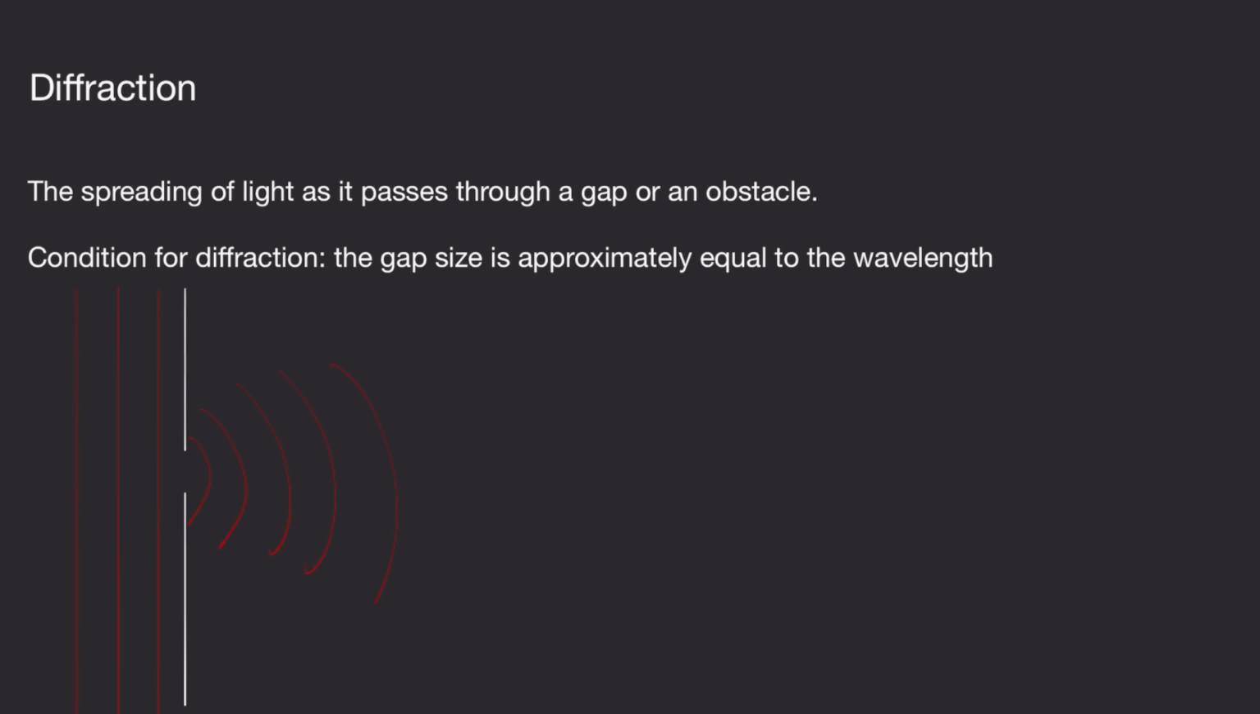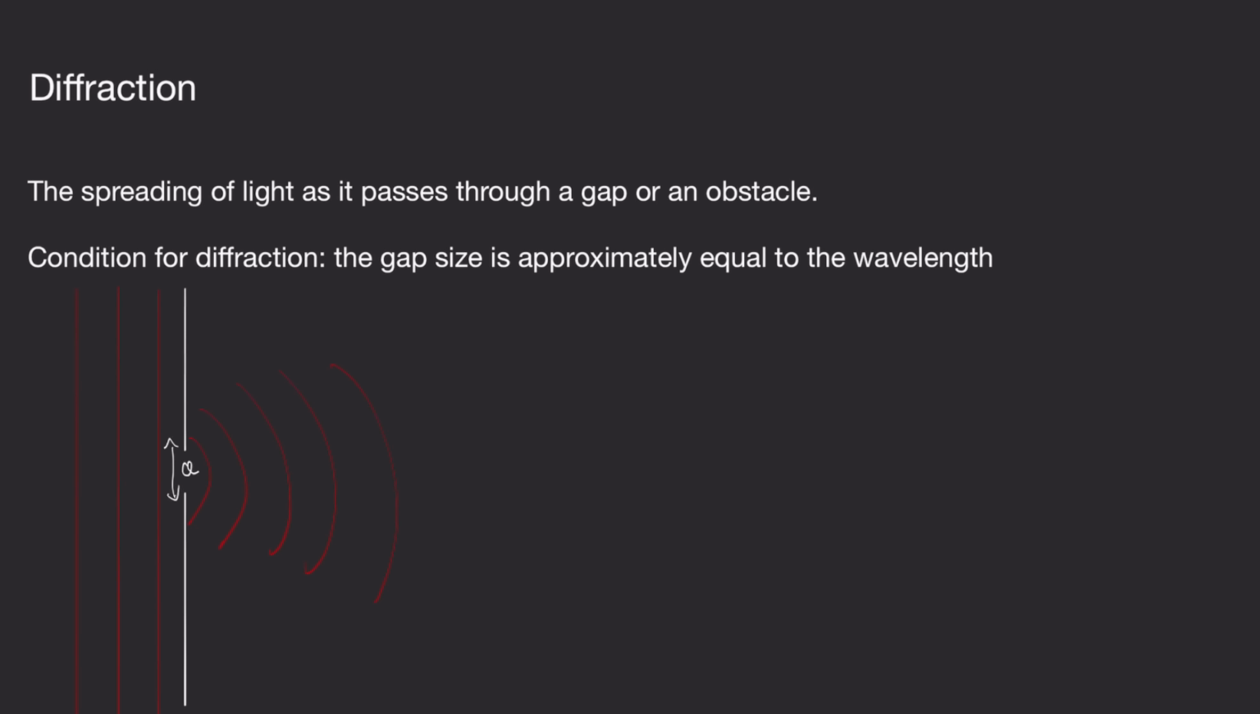First of all, what is diffraction? Well, it's the spreading of light as it passes through a gap or around an obstacle. The condition for diffraction is relatively simple. The gap size has to be approximately equal to the wavelength. In other words, this distance here, I'm just going to call it A, has to be approximately equal to lambda, at least of the same order for maximum diffraction.